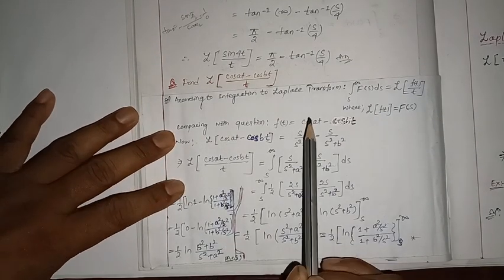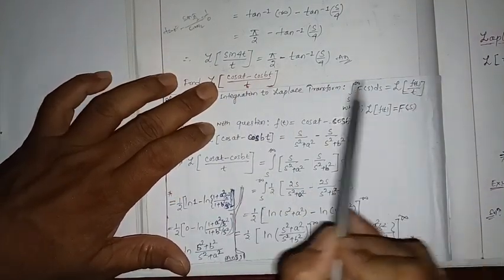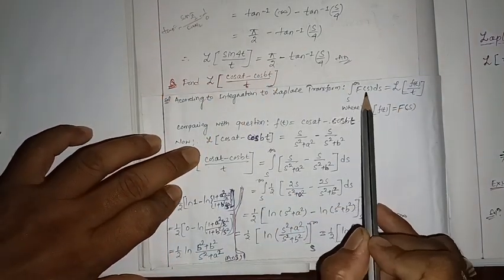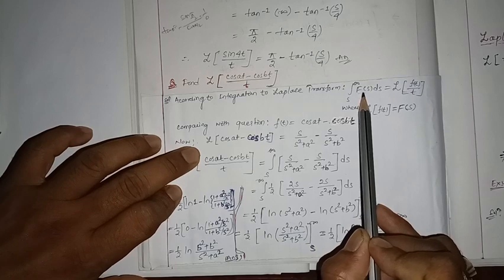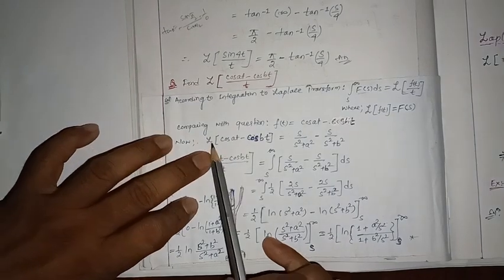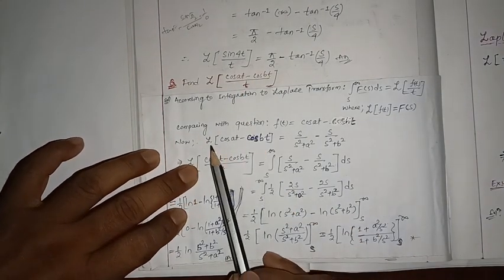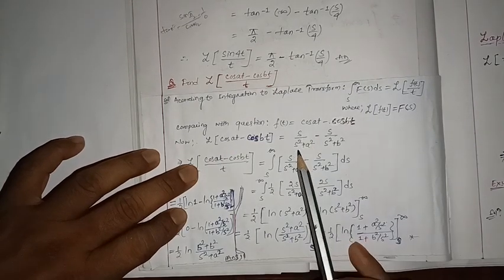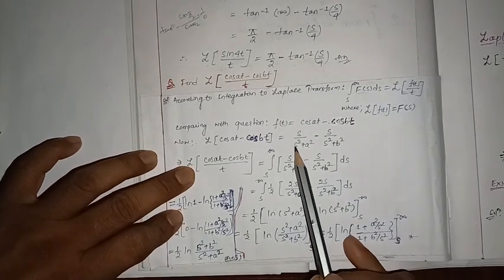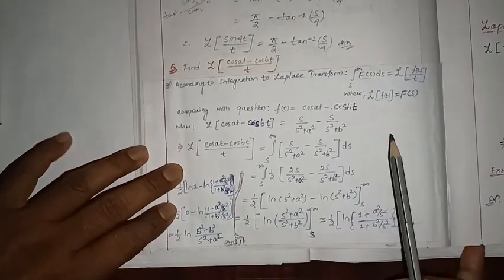Comparing with the question, here f of t is nothing but cos at minus cos bt. Now to find this F of s, to integrate, first we have to find the Laplace transform of the given f of t, which is cos at minus cos bt. So the Laplace transform of cos at is s by s square plus a square, minus the Laplace transform of cos bt, which is s by s square plus b square.